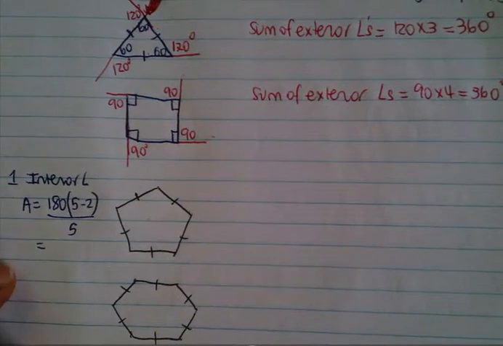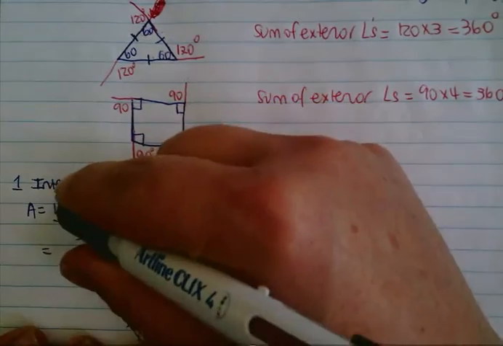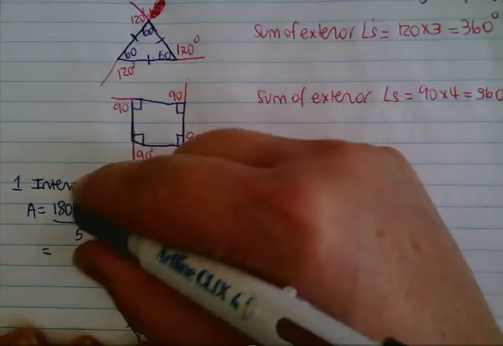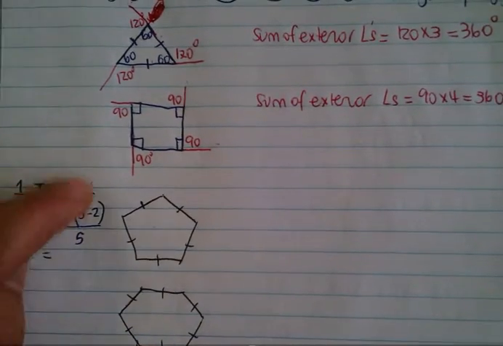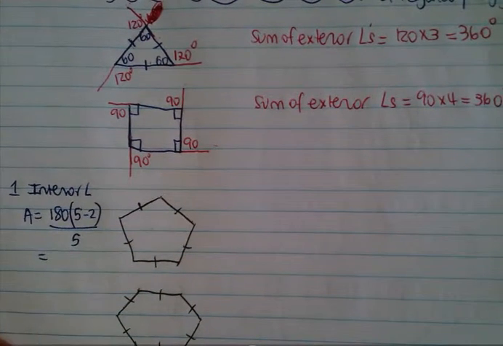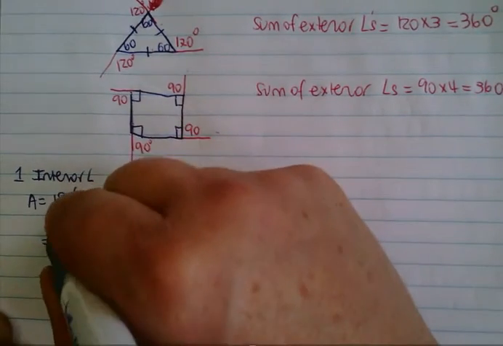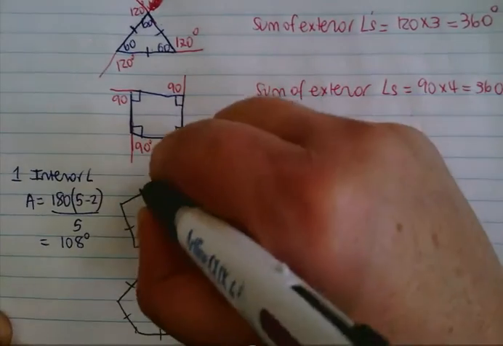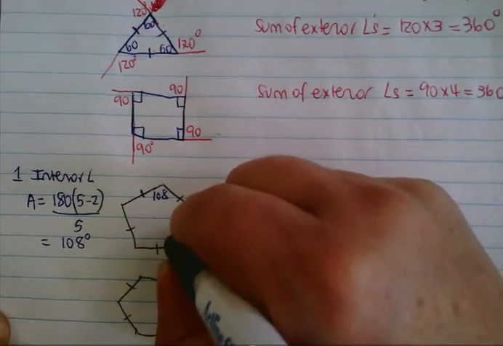Girls, to find the size of one interior angle of my pentagon, the sum is 180(5 minus 2), which is 180 times 3. All 5 angles are the same, so to get the size of one angle, it's 180 times 3 divided by 5. These are regular shapes. What's my size? 108.